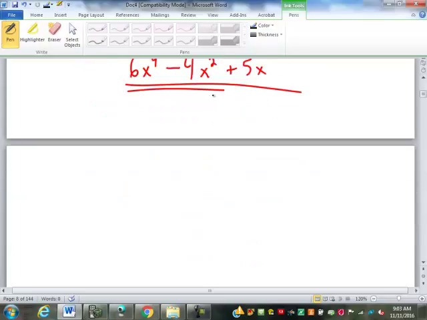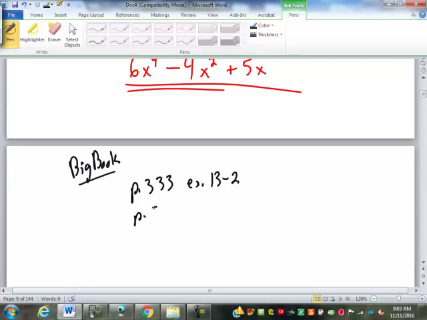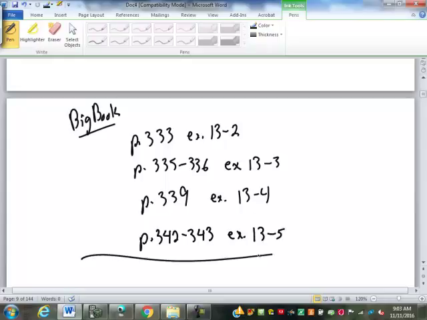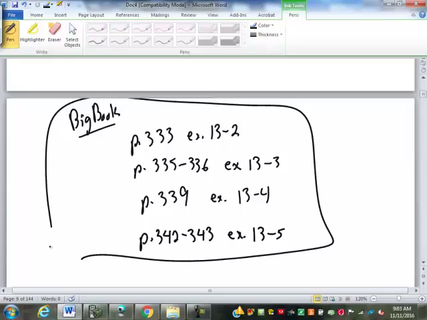Okay, well, this is going to be in the big book, page 233, exercise 13-2. Page 335 through 336, which says 13-3. Page 339, which says 13-4. And page 342 through 343. I'll give you the last 17 minutes or so to work on those and work on those packets if you prefer.